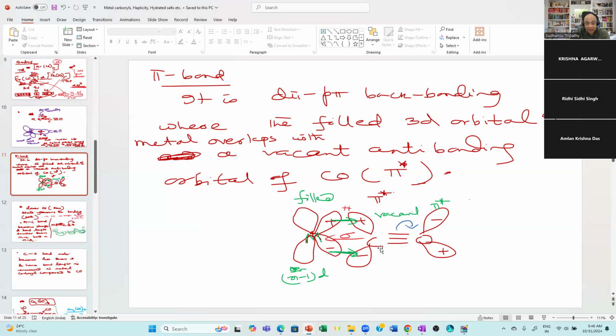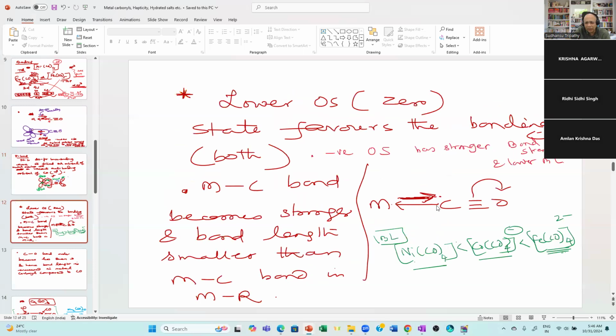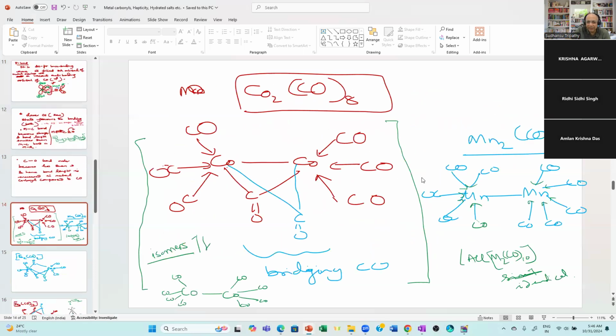On the other hand, in the CO triple bond, the bond order decreases because the flow of electrons from the metal ion to the vacant pi star orbital causes one of the pi bonds to get polarized, so that the bond order becomes less than 3. So the carbon monoxide bond length, whatever the bond length in pure carbon monoxide, will be lengthened. That length will be more. As the bond order decreases, the bond length increases.